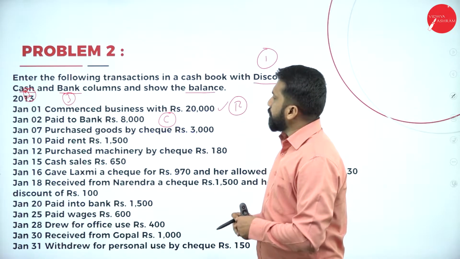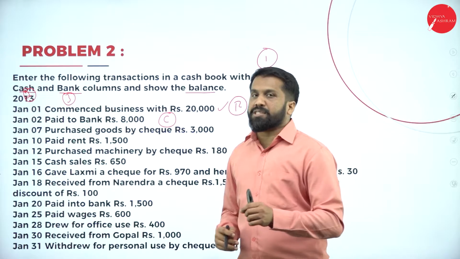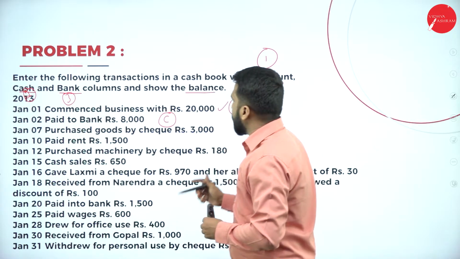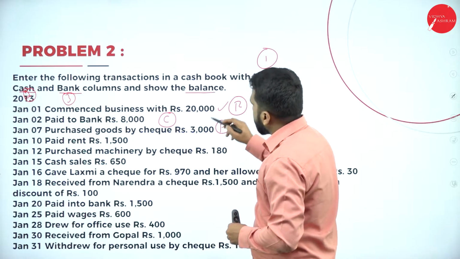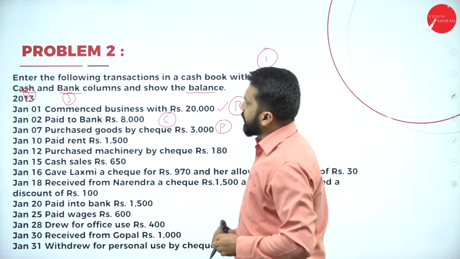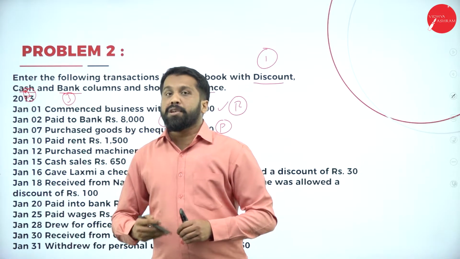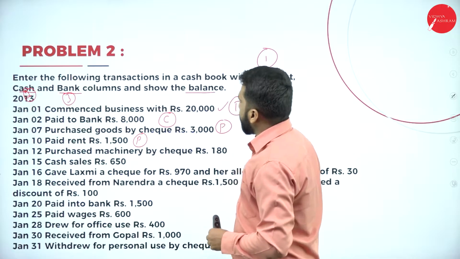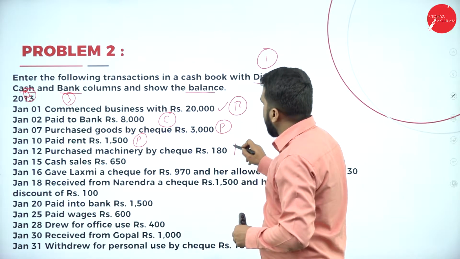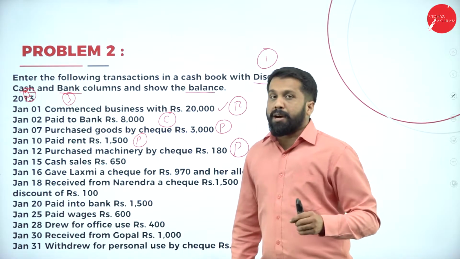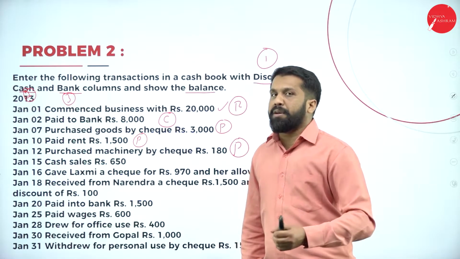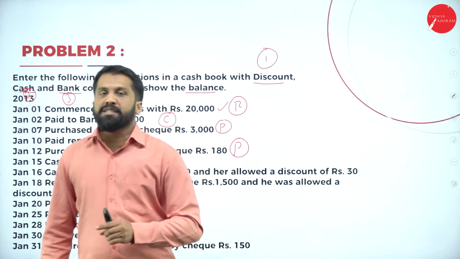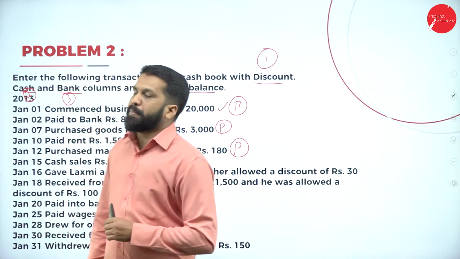Purchased goods by check. When you purchase goods, are you receiving cash or paying cash? You will pay cash, so it is payment. Paid rent means you are paying, so it comes under payment. Purchased machinery by check, again payment. Purchasing means you are making payment. If it is paid by cash, it goes in the cash column. If it is paid by check, it should be in the bank column.